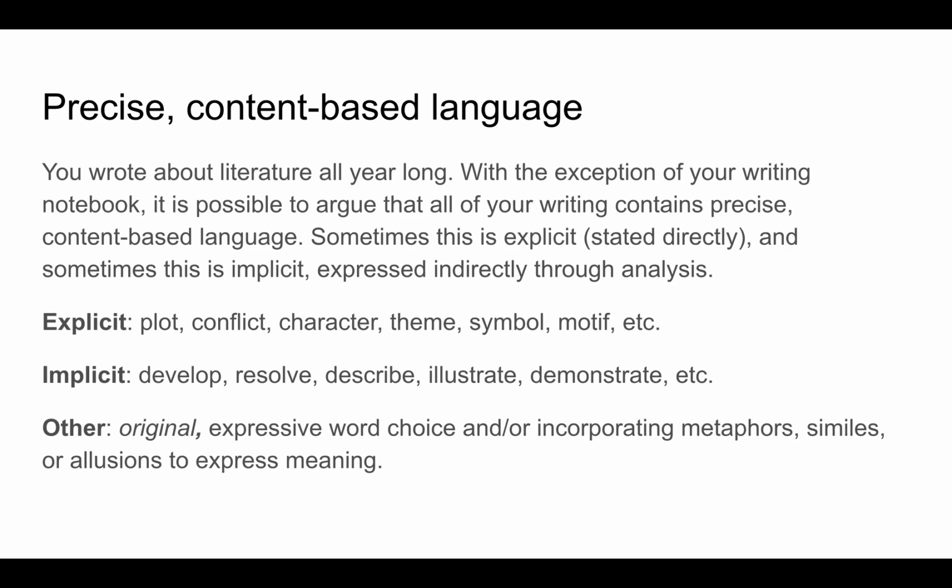And sometimes this is explicit or stated directly, such as when you would use something like the term plot or conflict, character, theme. That's explicit content-based language. And sometimes it is implicit, and that's expressed indirectly through analysis, such as when you talk about how the writer develops or resolves or describes or illustrates or demonstrates and so on.